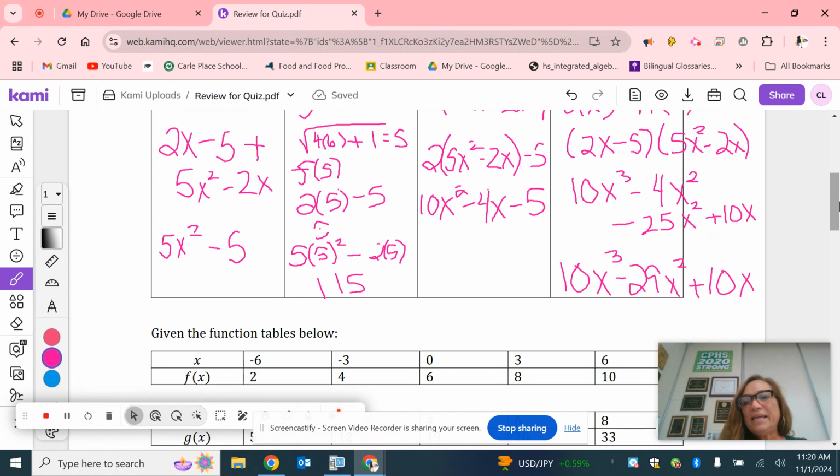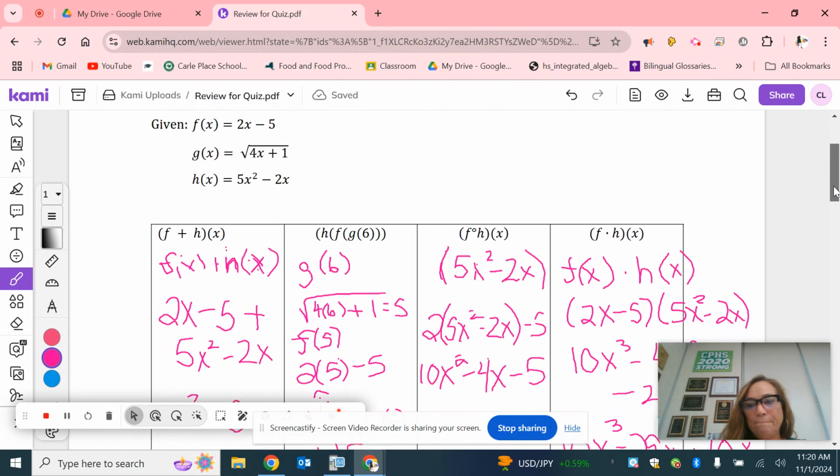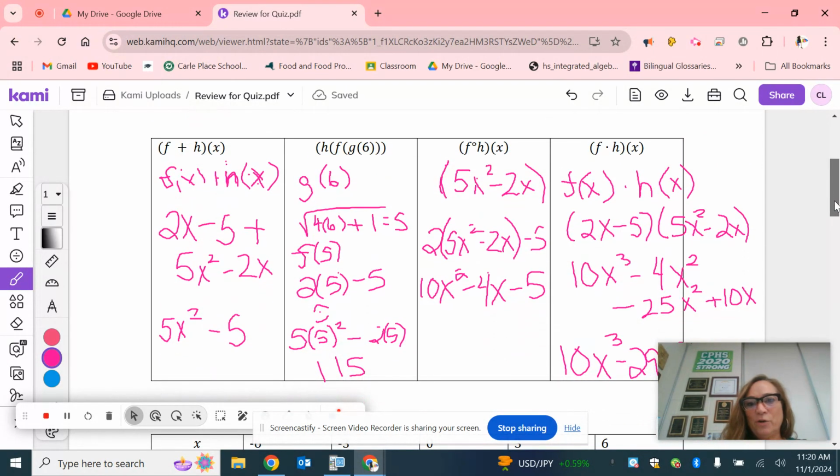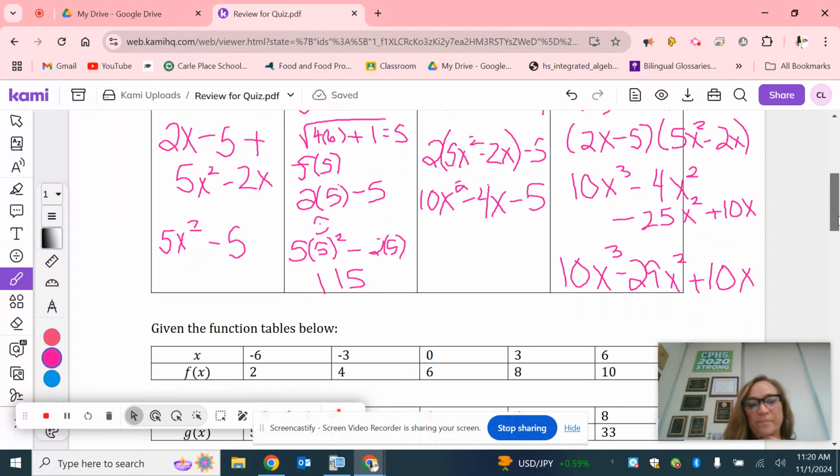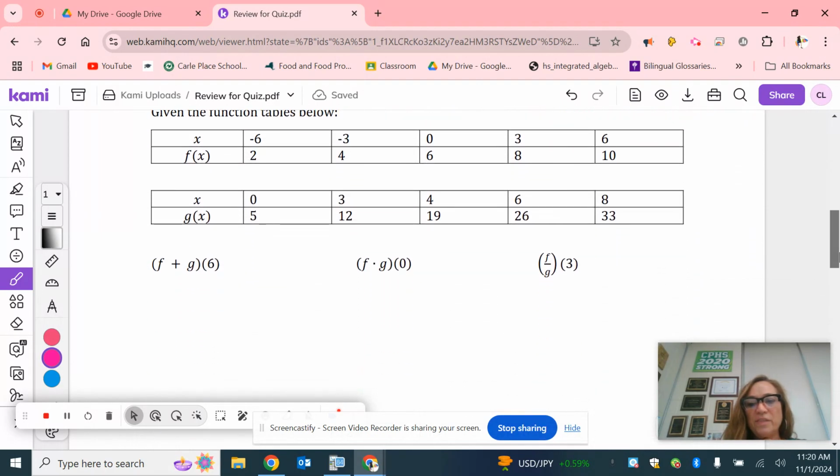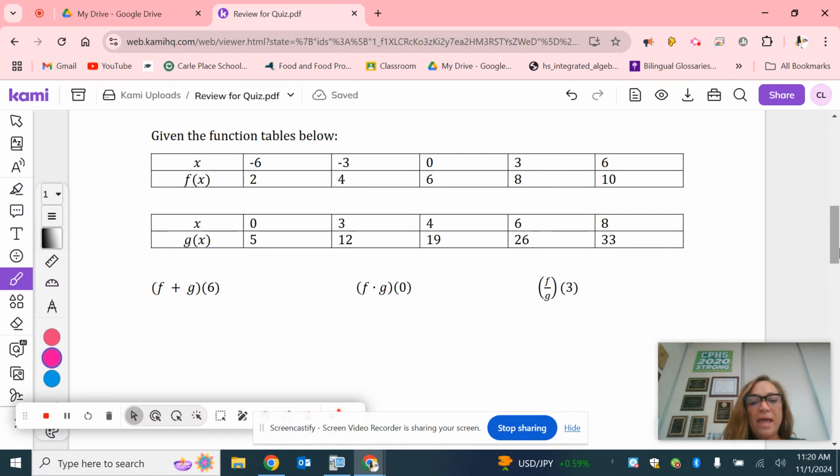So that's basically operations with functions. You have to know how to add, subtract, multiply, and divide functions. Okay? And it's really just polynomial operations. And you do know how to add, subtract, multiply, and divide polynomials. So you got this.